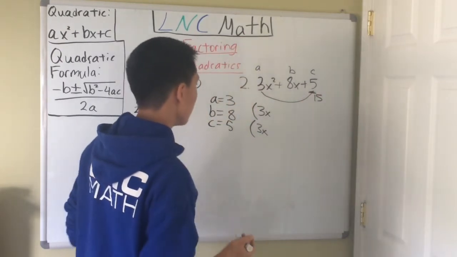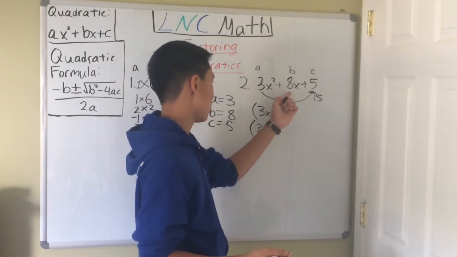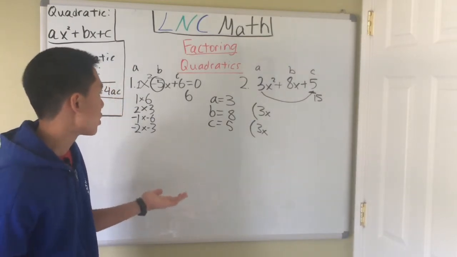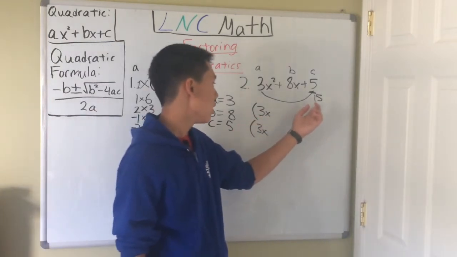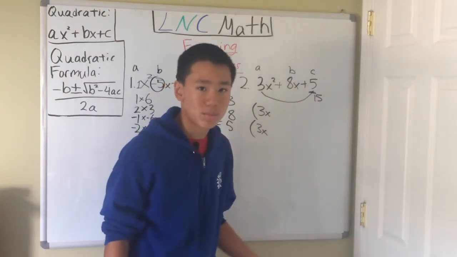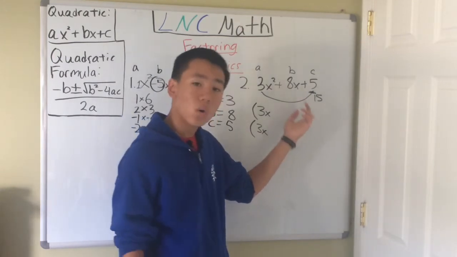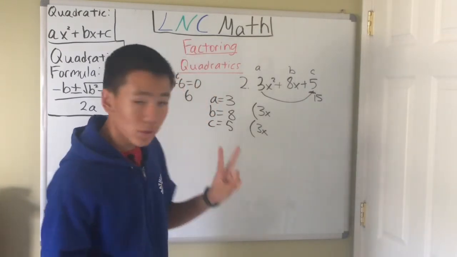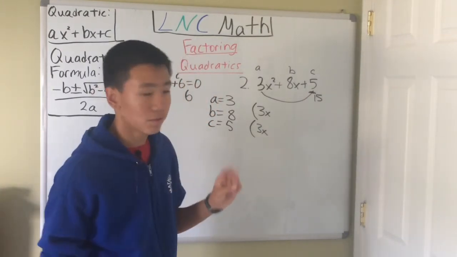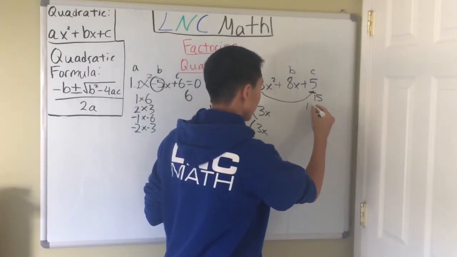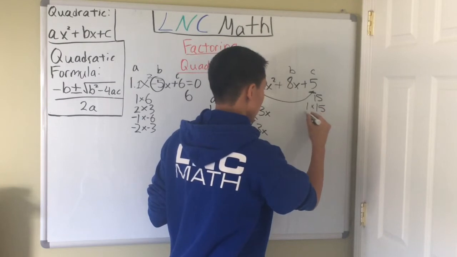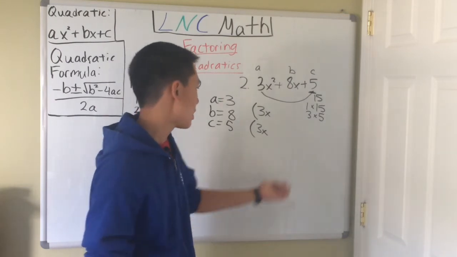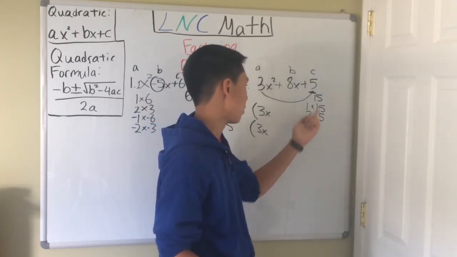And then what factors of 15 add to a positive 8? Since 8 is positive, you can probably use common sense to find that the factors that add to positive 8 also have to be positive. Since a positive and a positive or a negative can only multiply to a positive 15, we know that both of the factors have to be positive. So let's list the factors of 15. 1 times 15, of course, and 3 times 5. Which one of those adds to 8? Well, obviously, it's going to be a 3 and a 5, since 3 times 5 is 15, and 3 plus 5 equals 8.